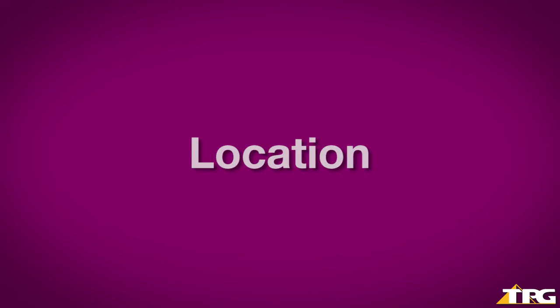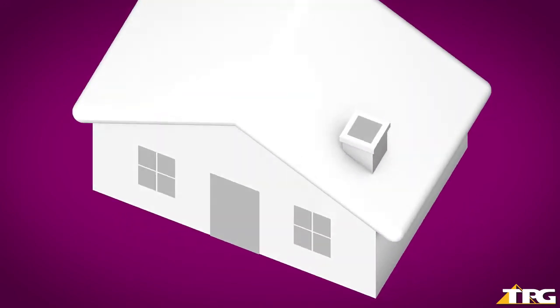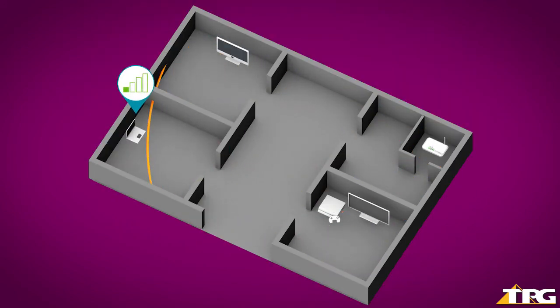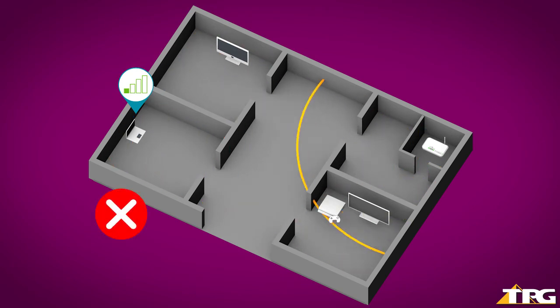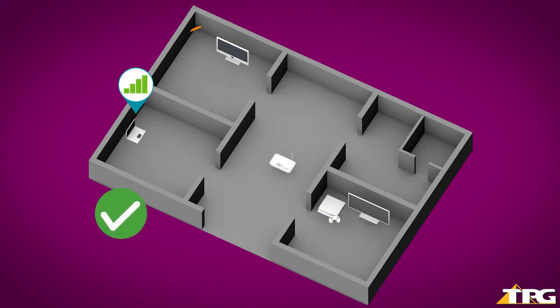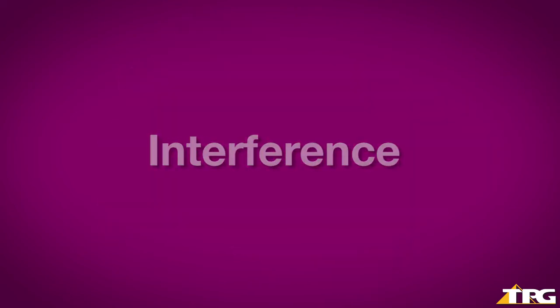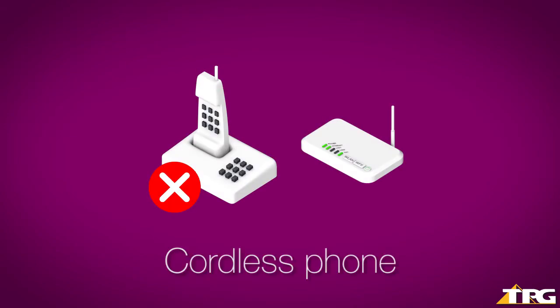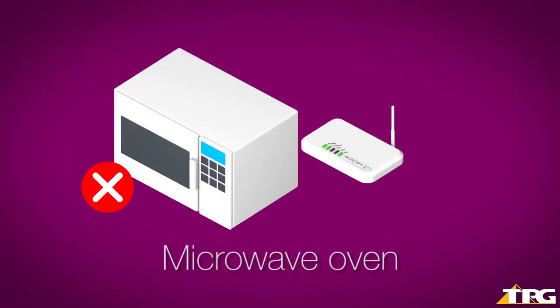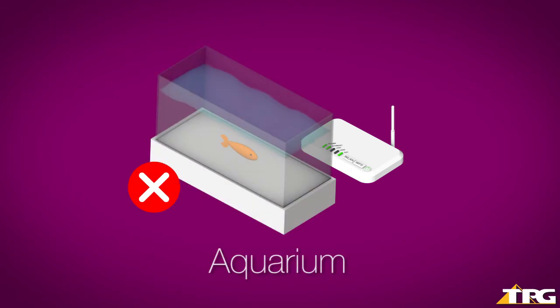Location. The more walls your wireless signal has to pass through in order to reach your device, the weaker the signal. Place your modem in a central location. Interference. Keep in mind that electrical devices, such as cordless phones and microwave ovens, can weaken the Wi-Fi signal dramatically and sometimes disrupt it altogether.